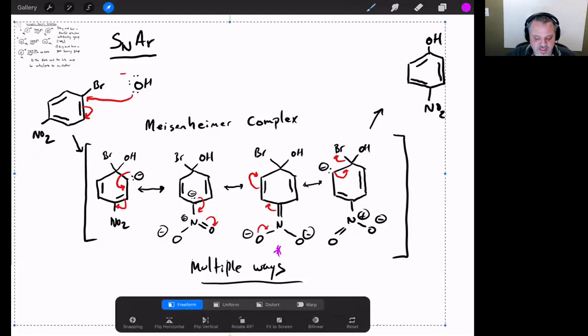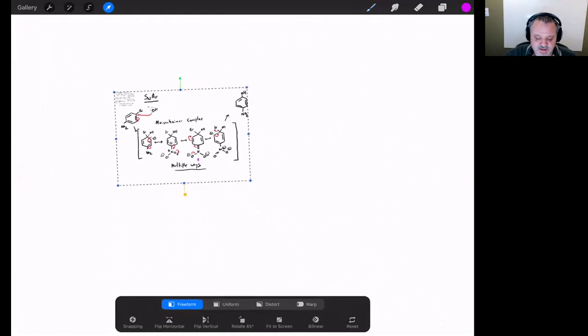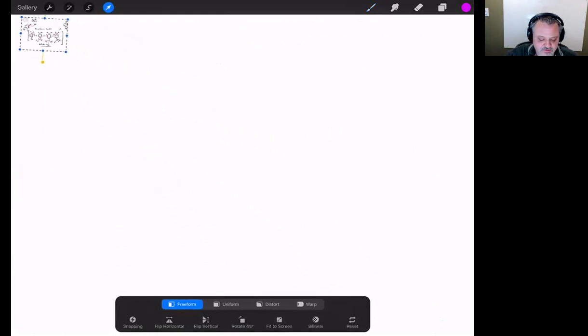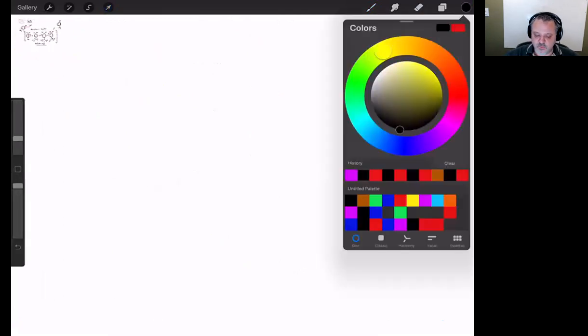So this will come in handy when you want to combine electrophilic aromatic substitution with nucleophilic aromatic substitution in order to solve synthesis problems. So you might run across a synthesis problem where both of those types of reactions are required. All right. So let's go next.